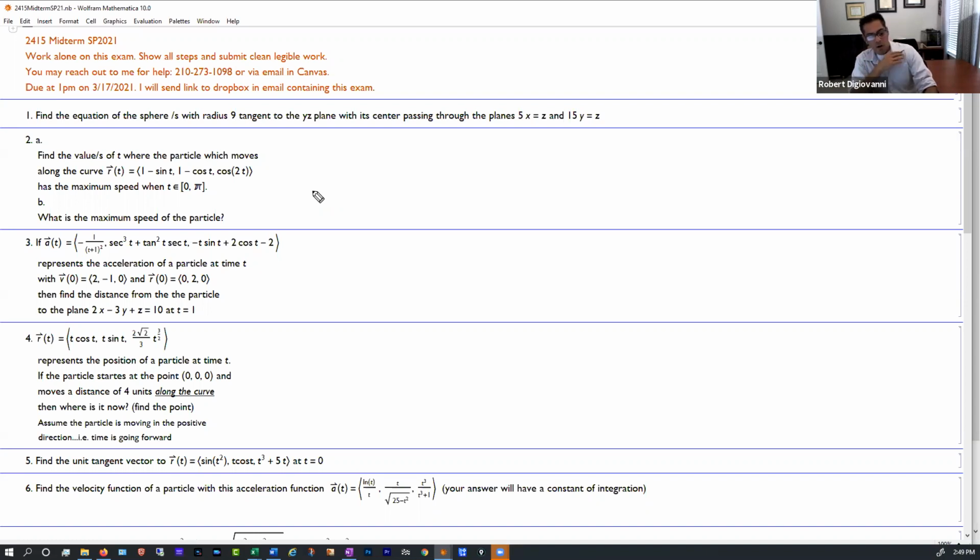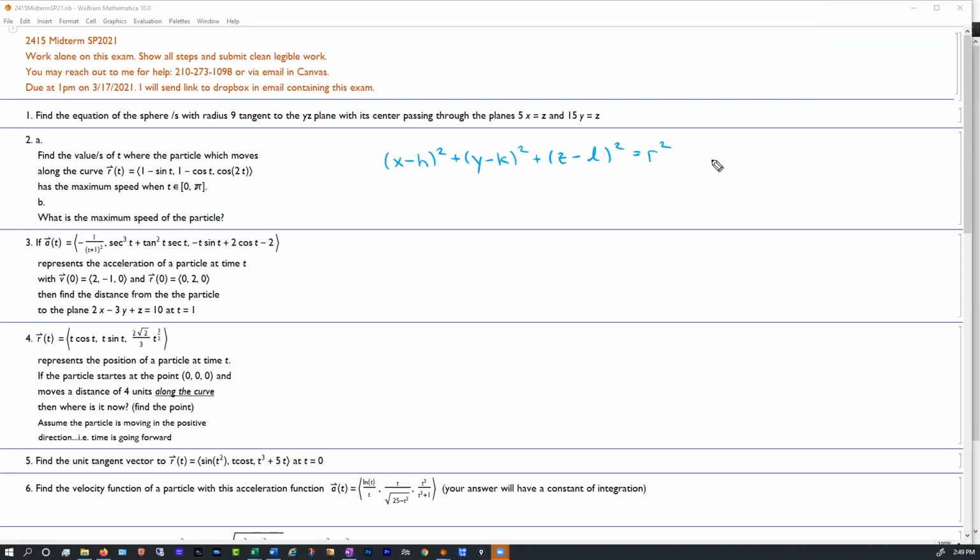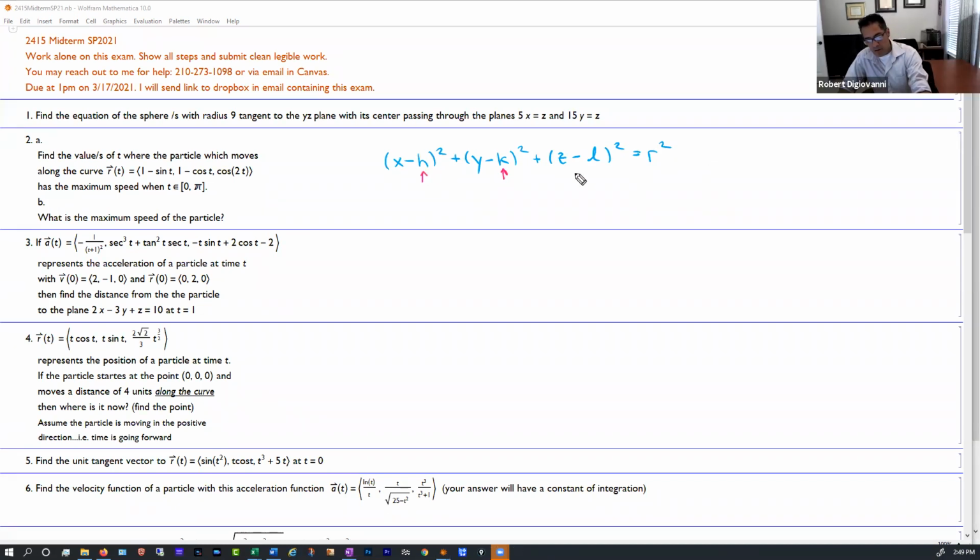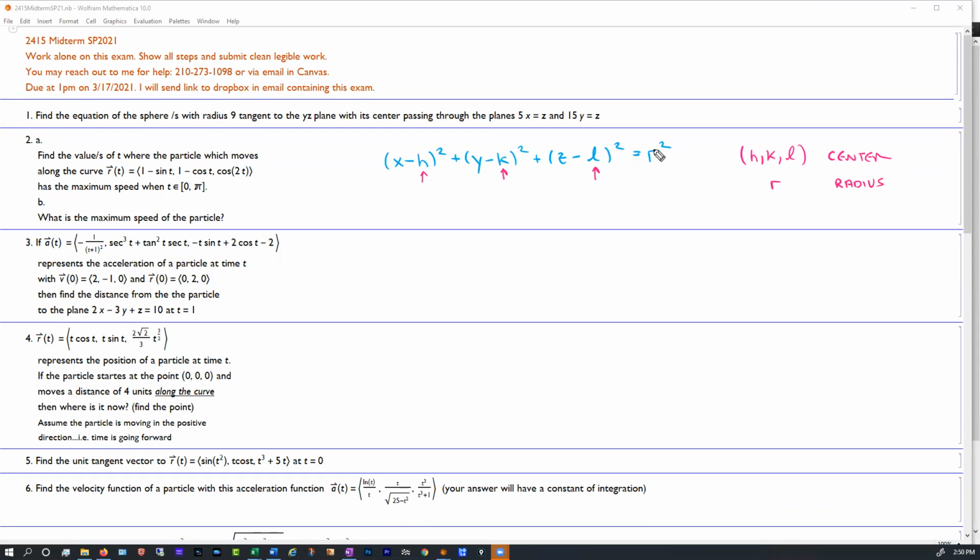All right, so all spheres have an equation: (x minus h) squared plus (y minus k) squared plus (z minus l) squared equals r squared, right? Now the only thing that you need to determine is h, k, l, because that's the center of your sphere. And you need to know what r is because that's your radius. But I've already told you what the radius is, right? 9. Okay, so you know that r squared is 81.